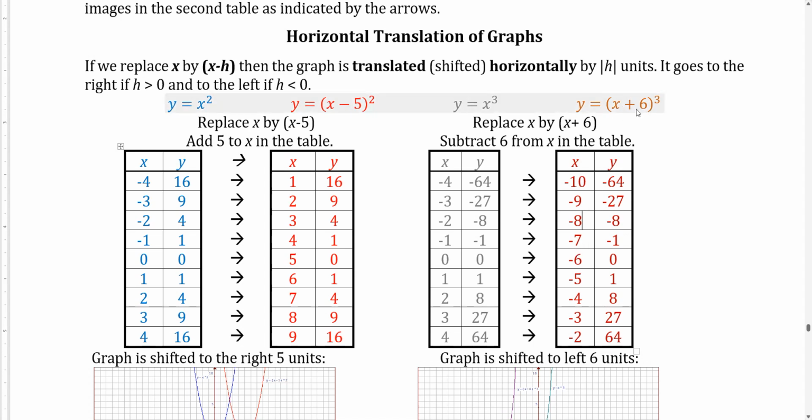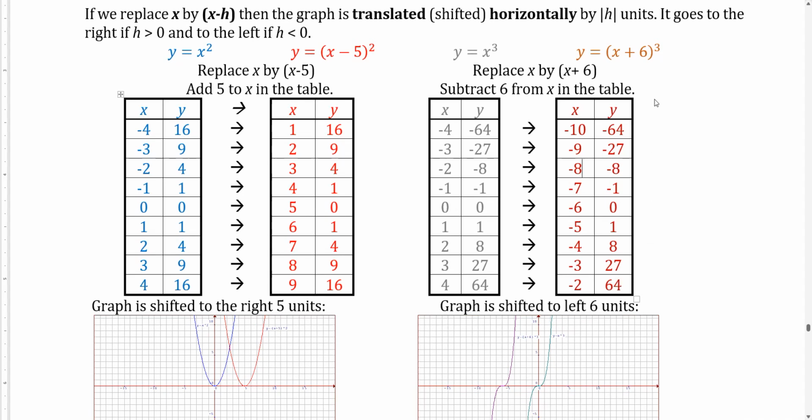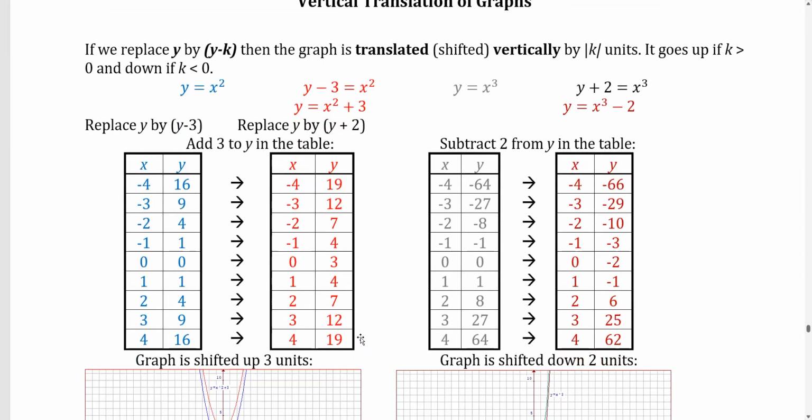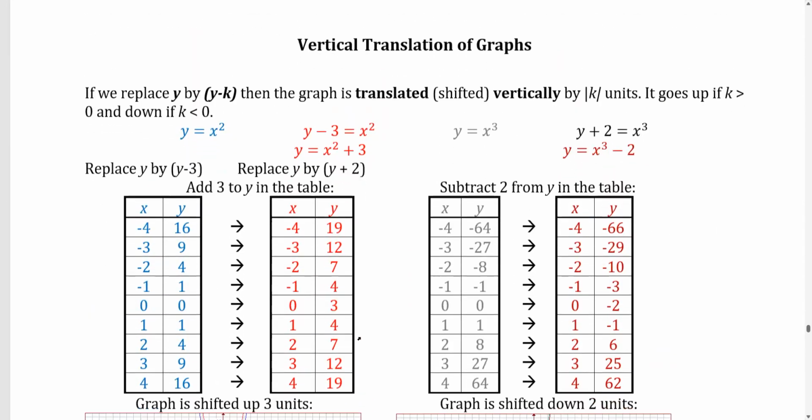For example, negative 6 plus 6 is 0, cubed is 0. Let's just do another: negative 3 plus 6 is 3, 3 cubed is 27, and so forth. So it does work. So what do we really do? We really subtracted 6 from the x's, so we shifted to the left 6. See how it just shifts to the left. We can do the same thing with the y's to get vertical shifts, vertical translations.